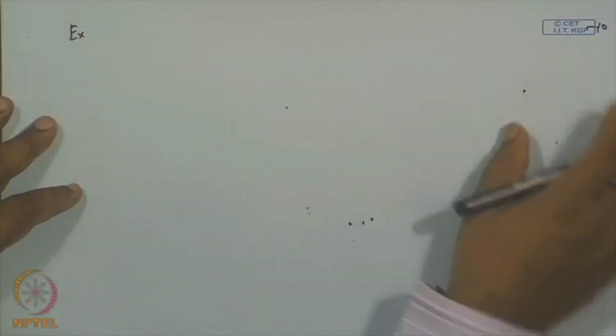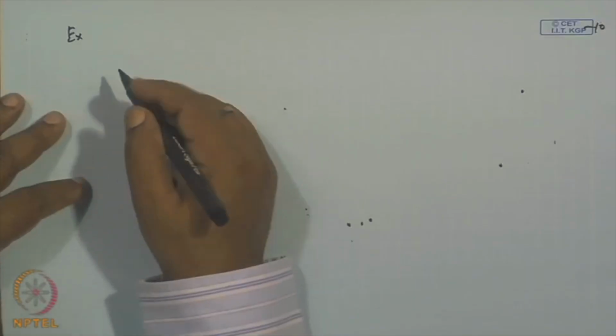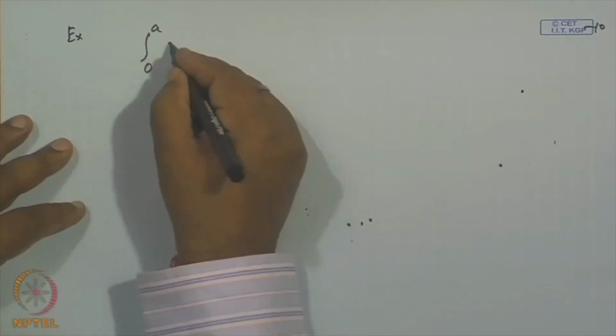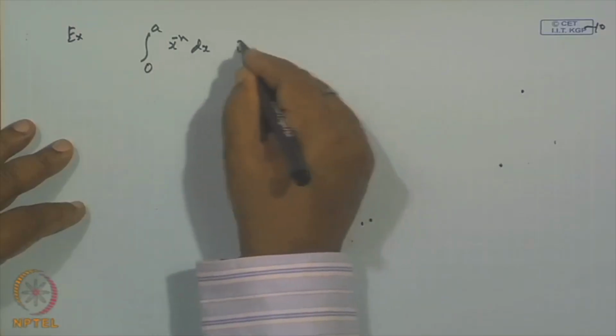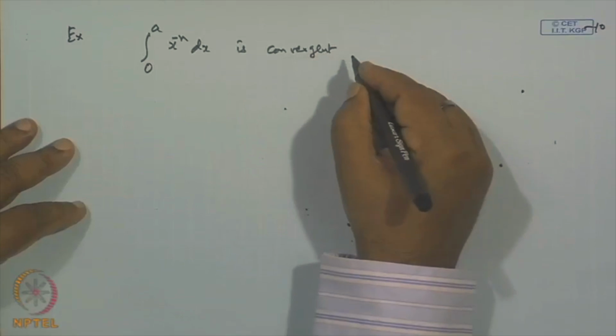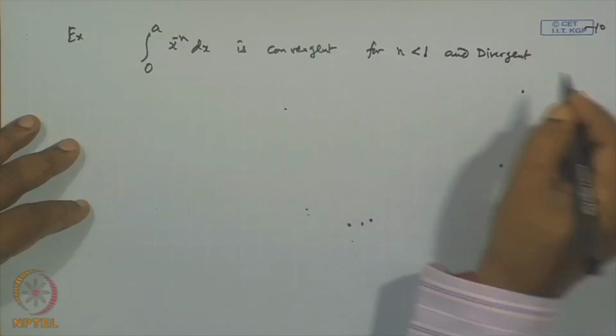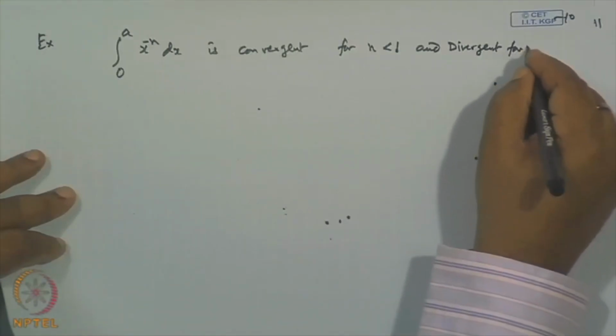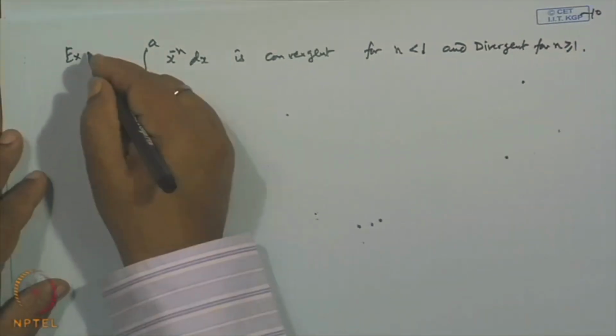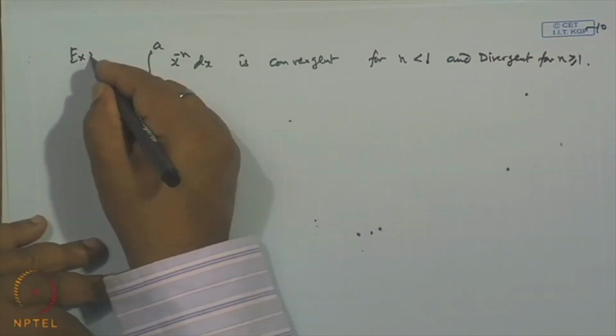Okay. Now, again as I showed, there are a few examples which are treated as standard results and can be used to compare an unknown integral with these known functions, so that one can identify whether the given improper integral converges or diverges. Okay. So, let us take one example here. We claim that this integral from 0 to a of x to the power minus n dx is convergent for n less than 1 and divergent for n greater than or equal to 1.